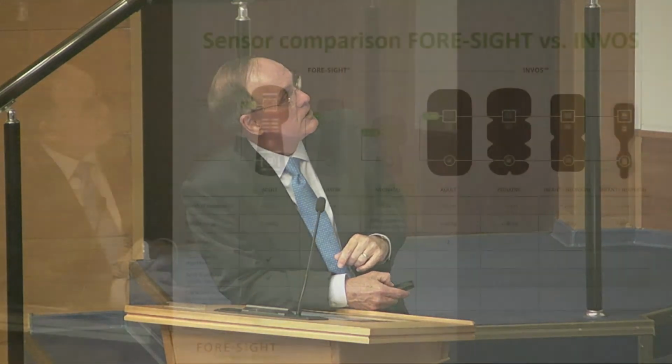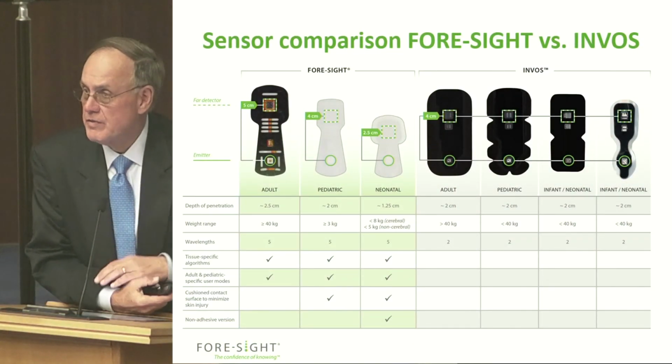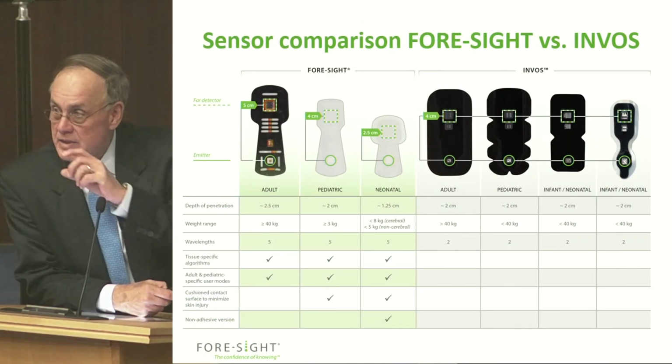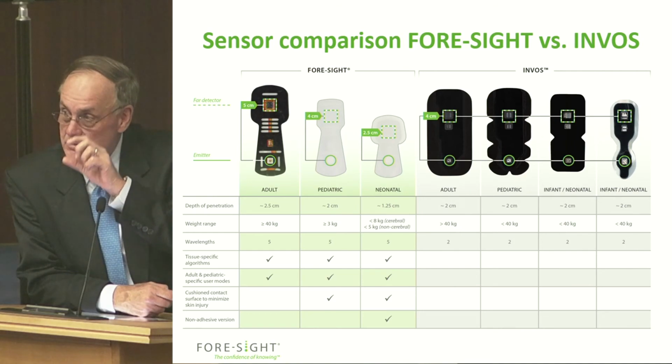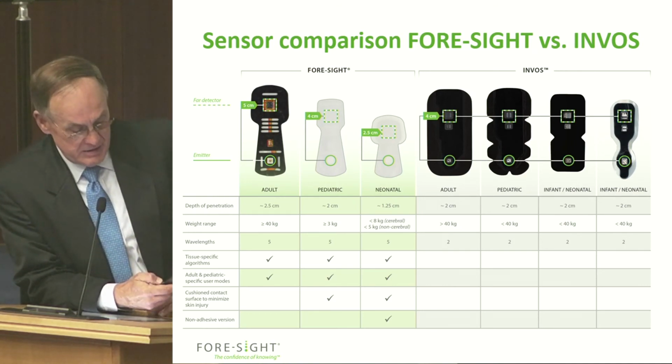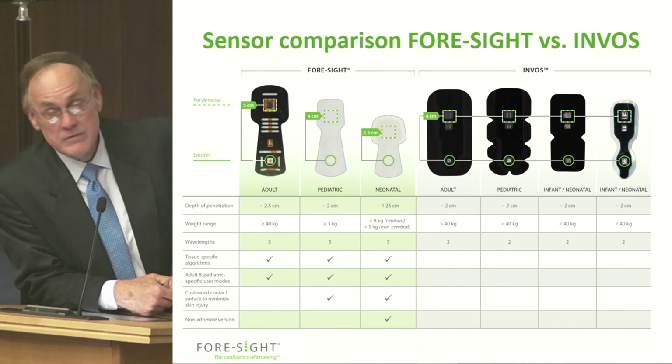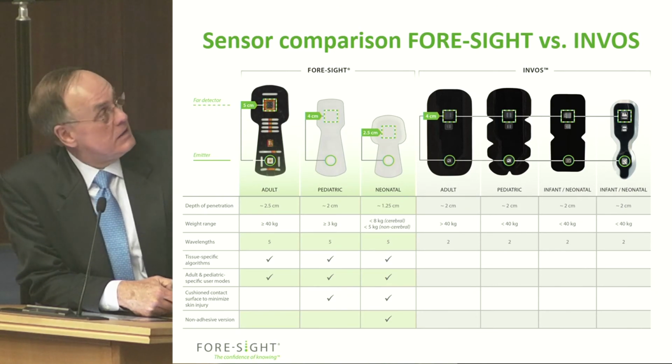The only thing is, if you're using an INVOS device, the depth of penetration of the light is too much for a flap. You're going too deep. I'll show you some slides. In order to get good information, you need to have the depth of penetration of the light just right. And here are the INVOS sensors that are offered.